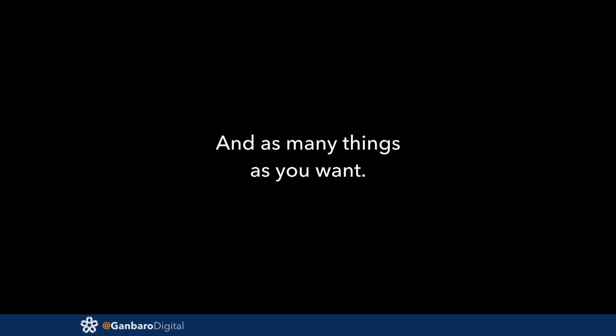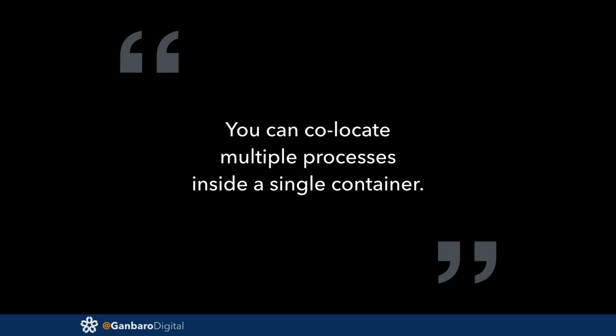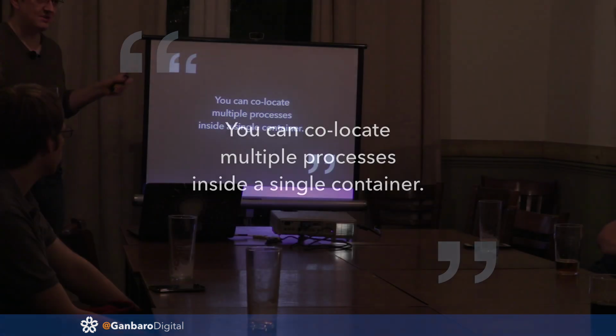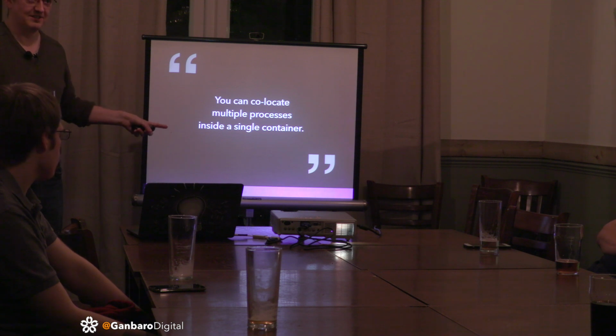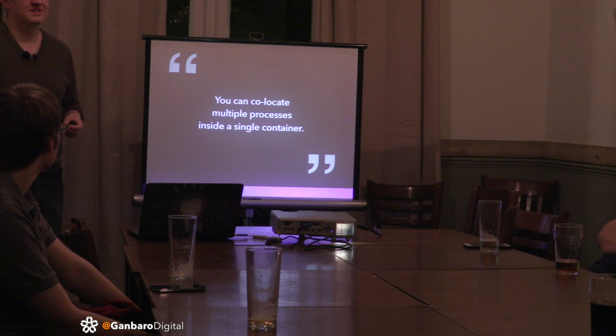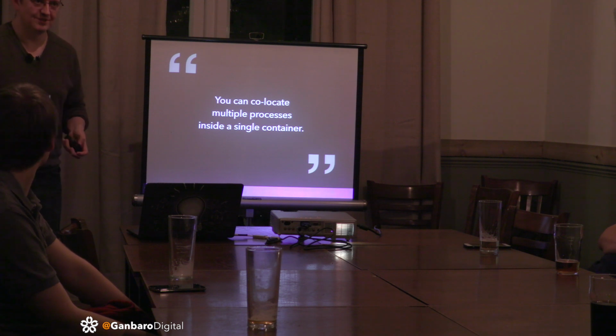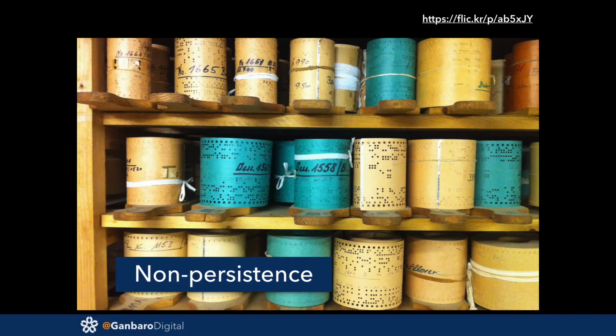And this is the whole thing about co-location. If you want to run multiple processes inside a single container, you can and you should. And when we get to the worked example later on, we're going to do a deep dive into co-location. I'm going to show you why co-location is a good idea. And I'll also show you why the traditional advice that you should run one thing and only one thing at a time inside a container is not good advice. And we'll do that in a deep dive in a bit. Second property is non-persistence.